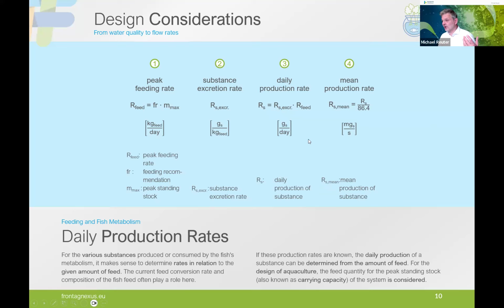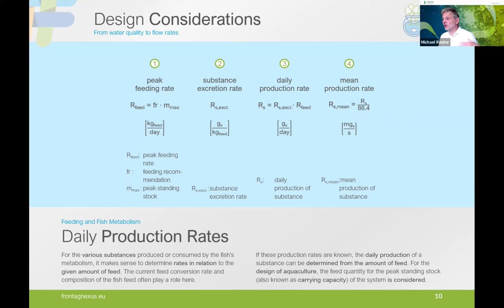And if we want to know how much of this product is produced as a mean value over the day, we can just transform the grams per day into milligrams per second. And that's why here I divide the daily rate by 86.4, because this is basically the transformation from grams per day to milligrams per second.